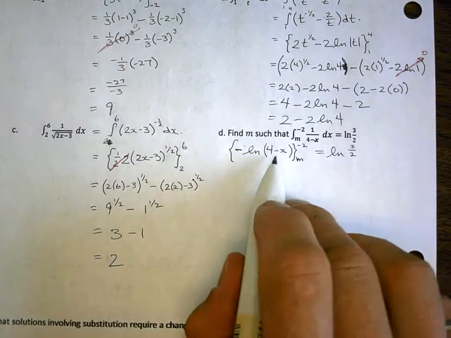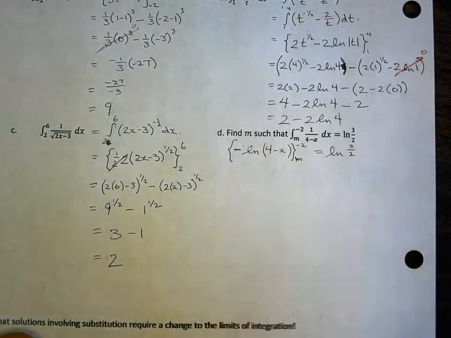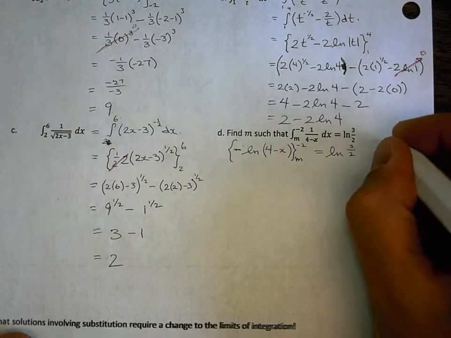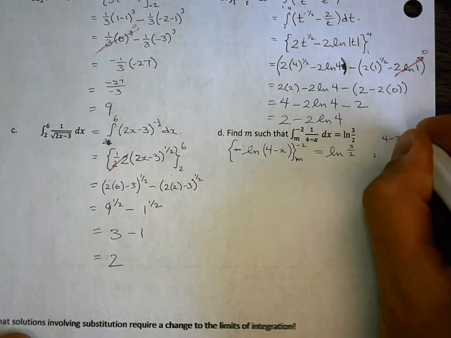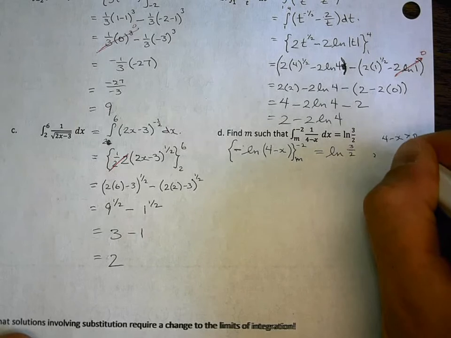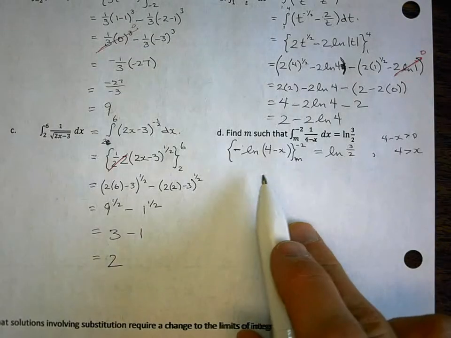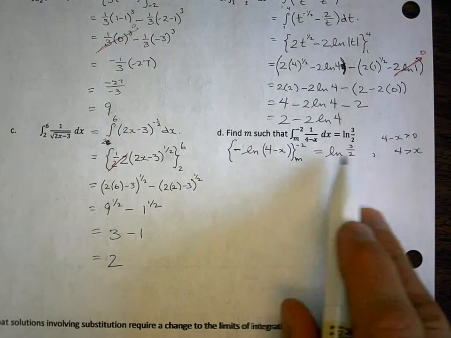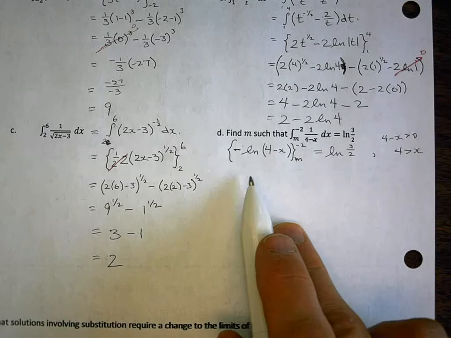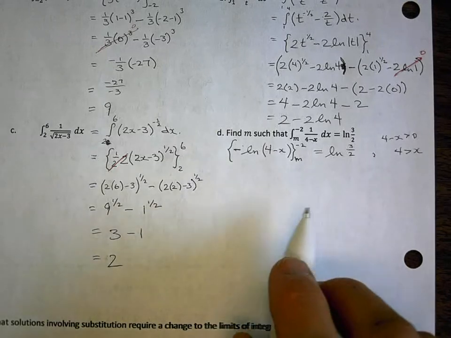Now, you might be saying, why didn't I use the absolute value bars here? Well, I could just say, I know that 4 minus x has to be greater than 0. So I know then that x has to be less than 4. But that's going to be irrelevant. We're actually trying to solve for m here. So let's not worry about this too much. Let's just do the math.